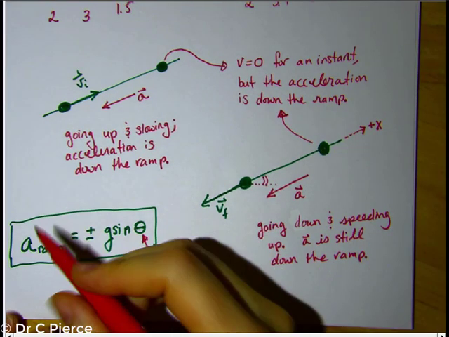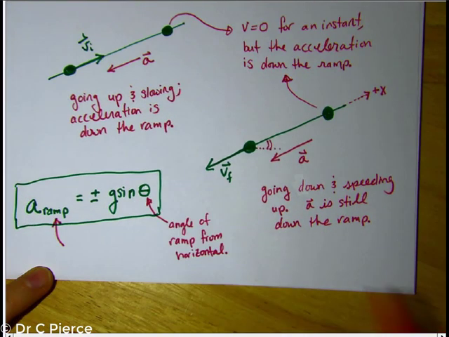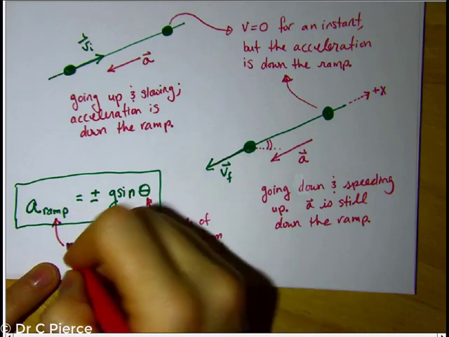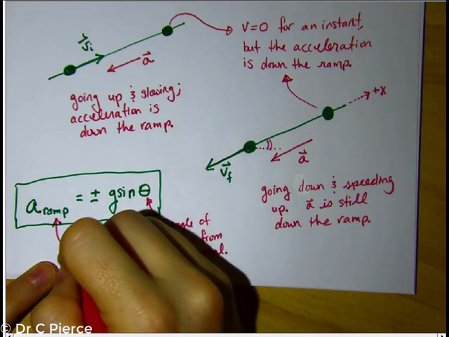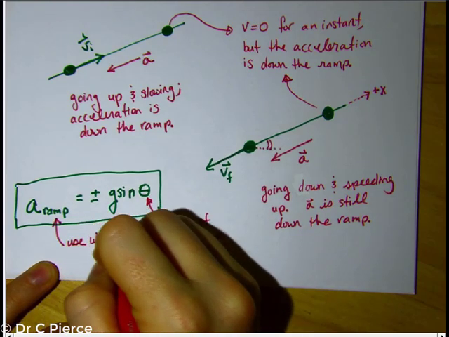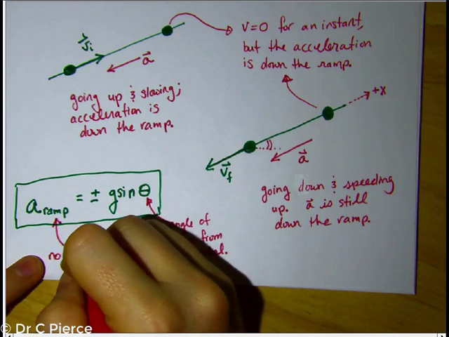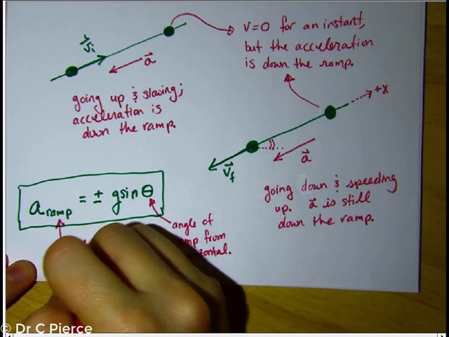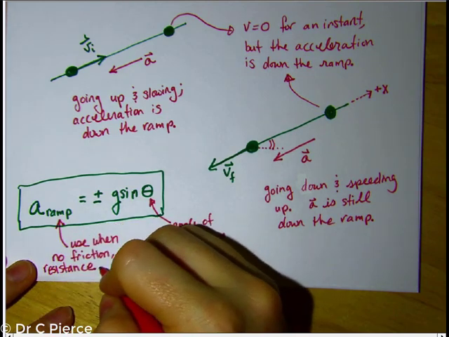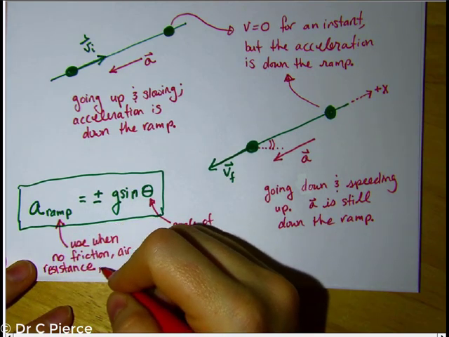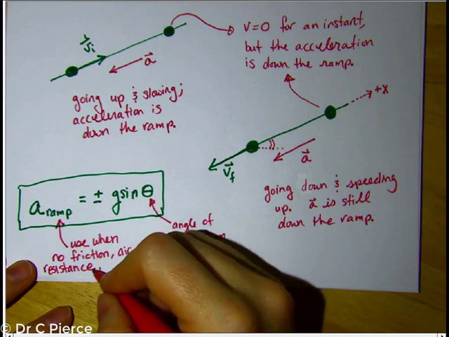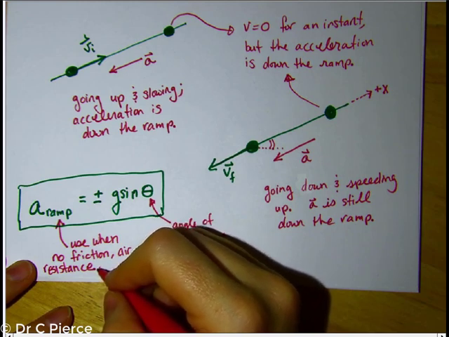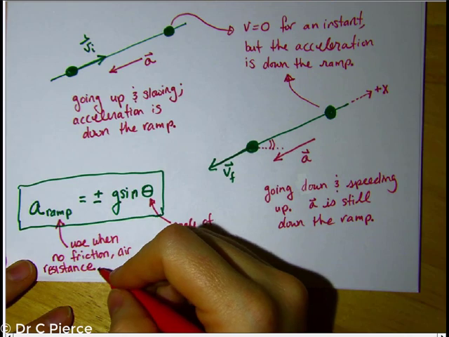Another thing I should note, this acceleration equation only works when we're going to say that there's no air resistance and no noticeable friction. And also no other forces, like no other springs or strings or anything. It's really just the cart on a ramp and gravity.